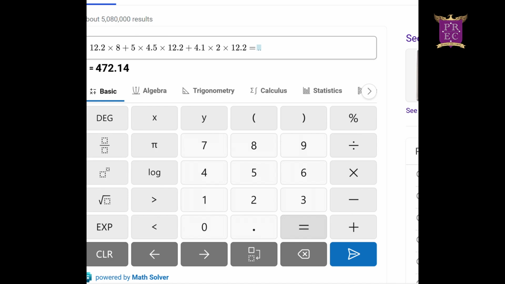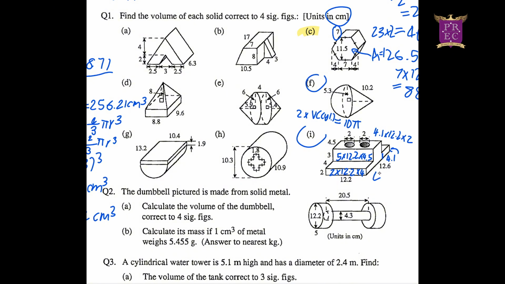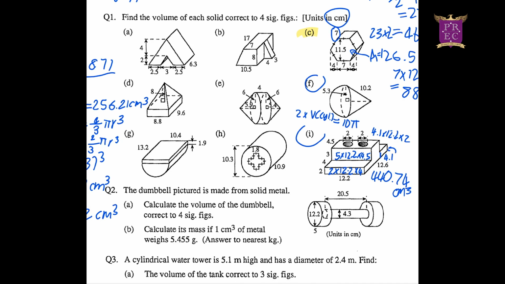We get 472.14, and then we take away 31.4 because that's 10 pi. That's a bit weird. Let's see if we got the question right. Yep, that's right. So this is the answer, 440.74. Let's go back and put 440.74 cubic centimeters. And that's it.